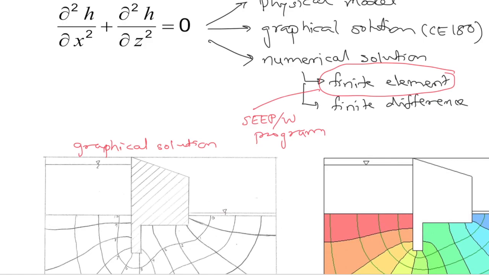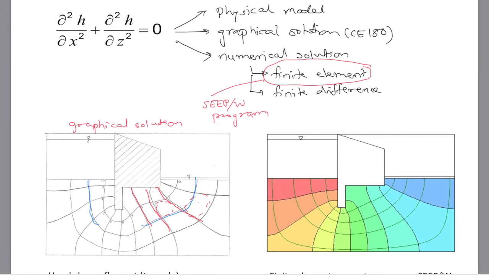that you have studied in CE 180 where we try to draw a square flow net where we have flow lines like these, and then we have equipotential lines. Right? These are equipotential lines. And the same is on the right for the same kind of a hydraulic structure, but in this case it is SEEP-W solution. So we are going to learn how to set up this problem in SEEP-W and solve it.